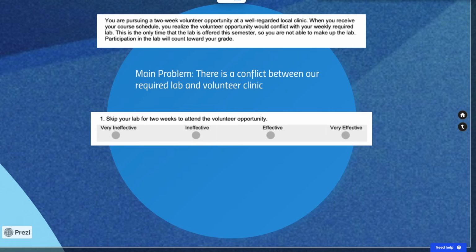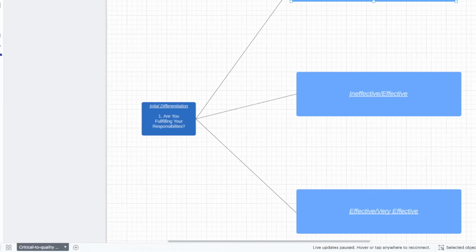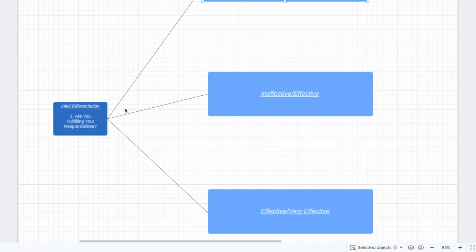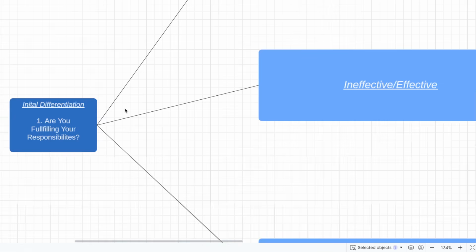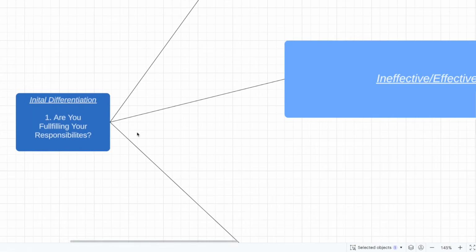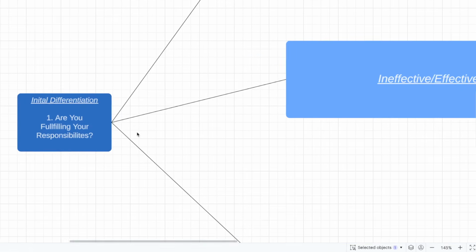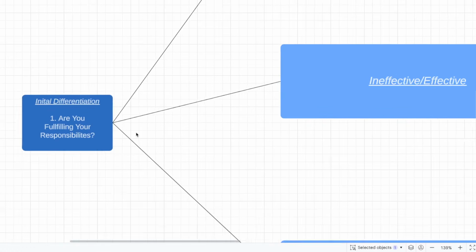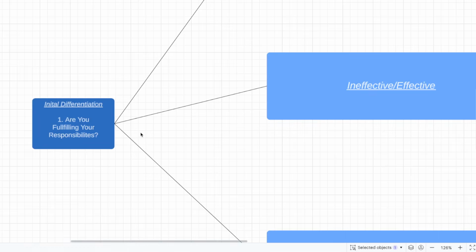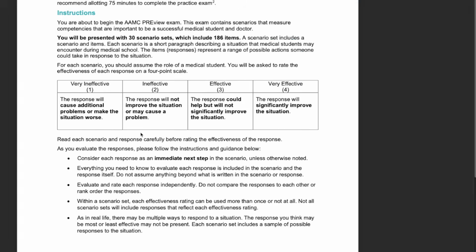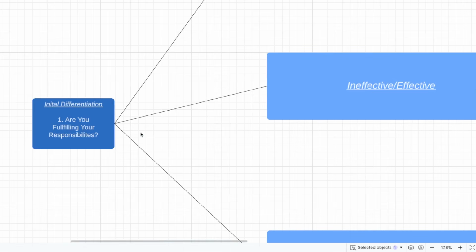Narrow down our choices into 2 possible answers. So when we read "skip our lab for 2 weeks to attend the volunteer opportunity," one question we could use to narrow this down is, are you fulfilling your responsibilities? And where do you derive this question from, right? Well, this is just one question, and as we go through the exam, we'll add on to this, right?